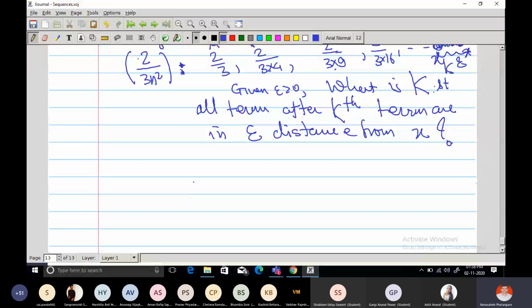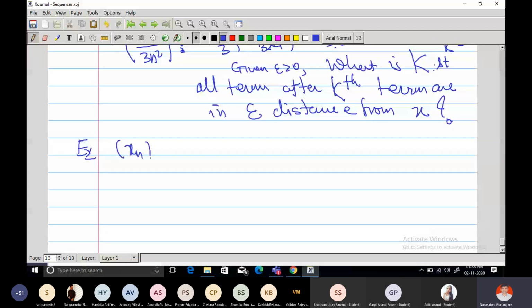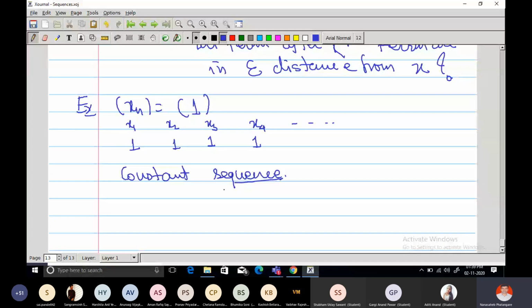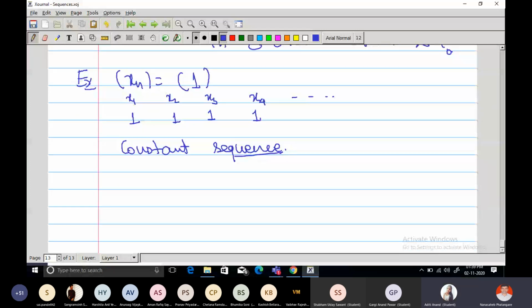So for example, xn is 1. What can you say about this sequence? What are the terms of this sequence? What is the first term? 1. Right. What is the second term? 1. 1, 1, 1. So this is called a constant sequence. Now what is the limit of this sequence? 1 only. Right. So what is the limit of a constant sequence?